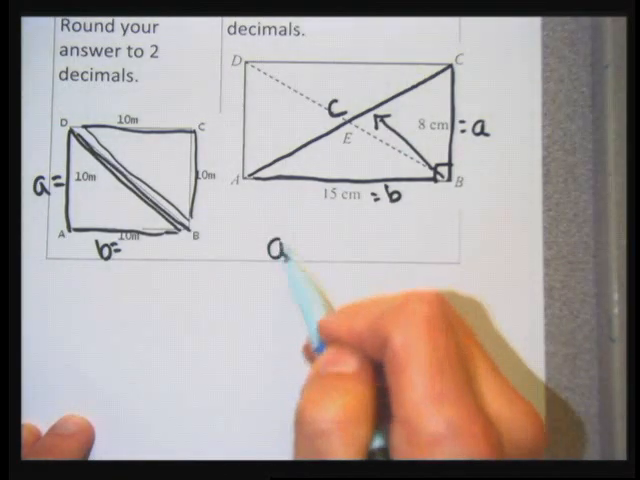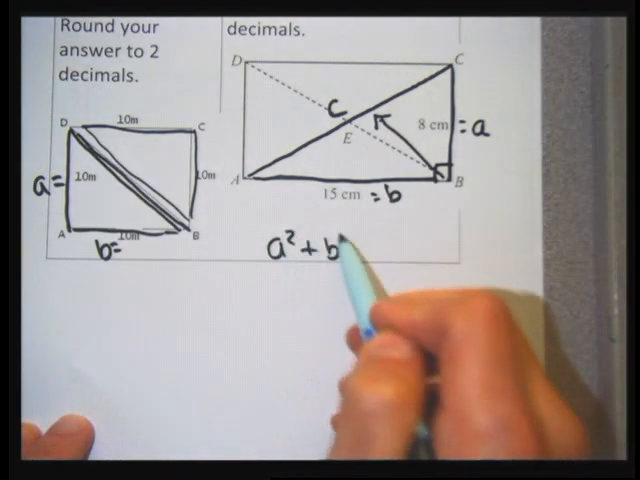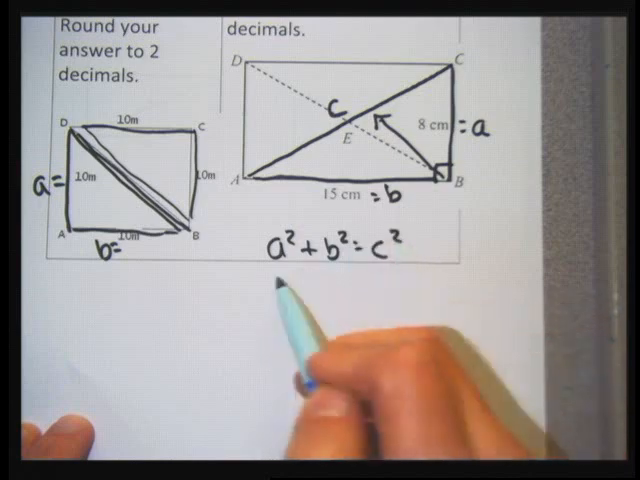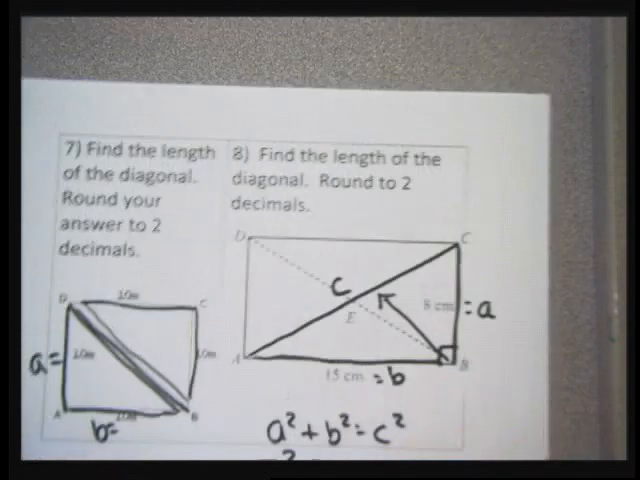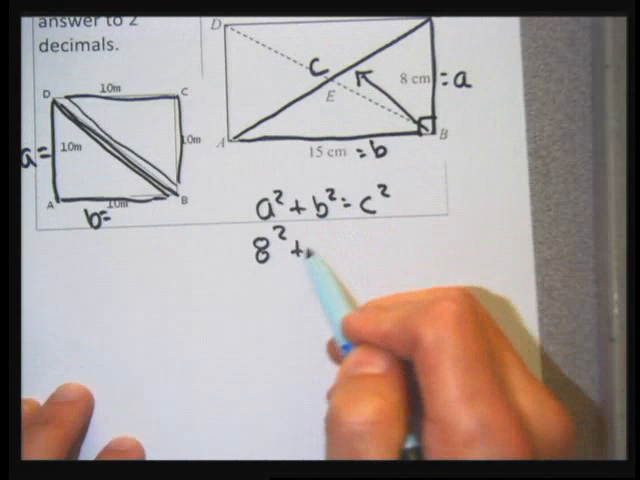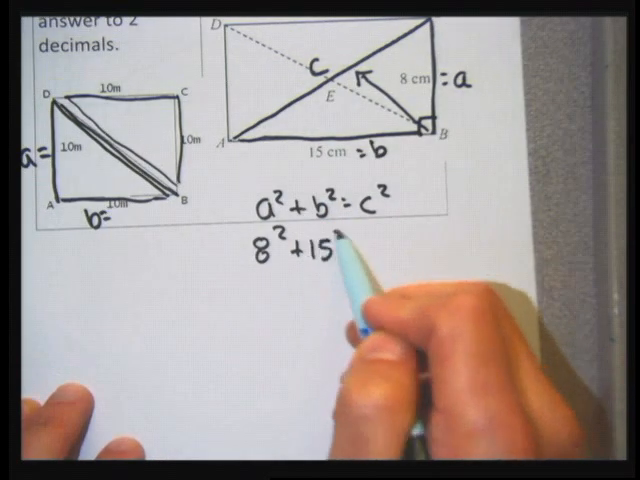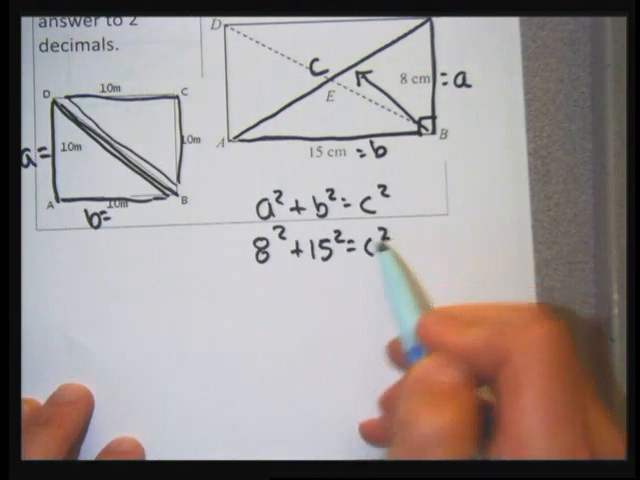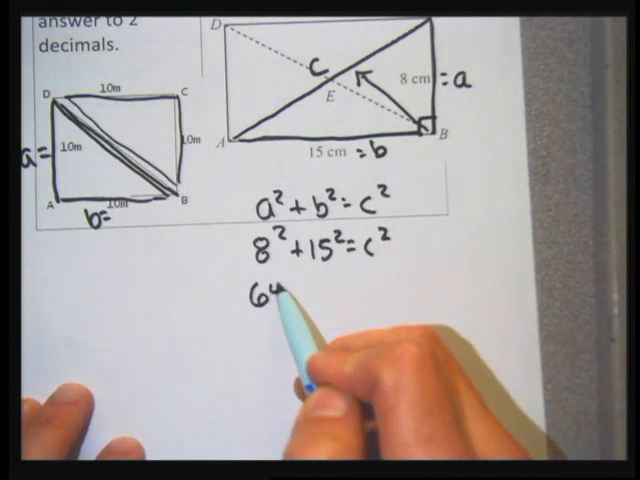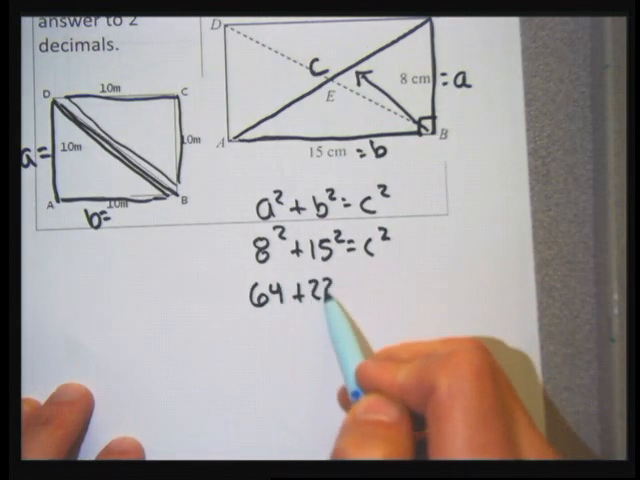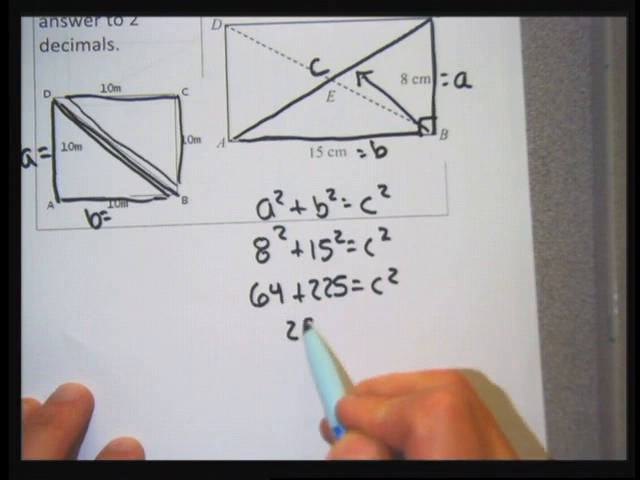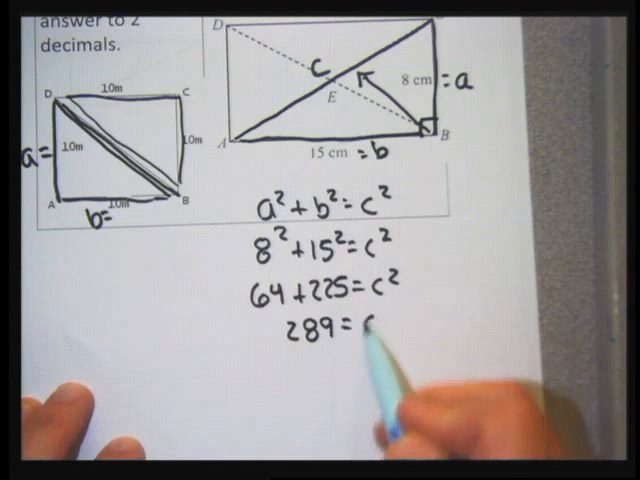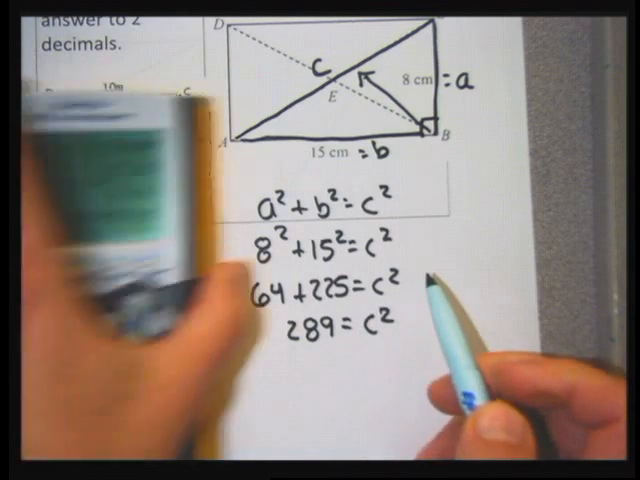So now I'm going to take the numbers A, B, and C and plug them into the formula. So for A squared, I'm going to make it an 8 squared. So this is 7 and 8, just in case I clipped that from you. So I'm doing problem 8. And my B squared is going to be 15 squared. And then C squared is C squared. 8 squared is 64. 15 squared is 225. This gives me 289 equals C squared. I think that's 17. I must square root it.